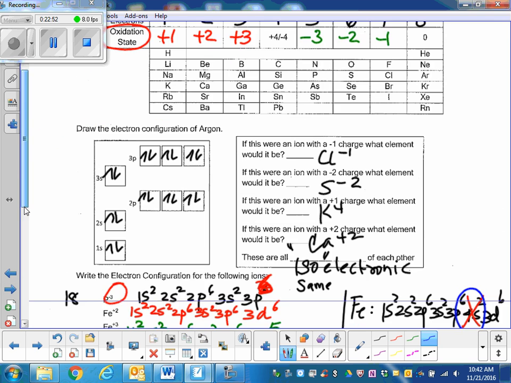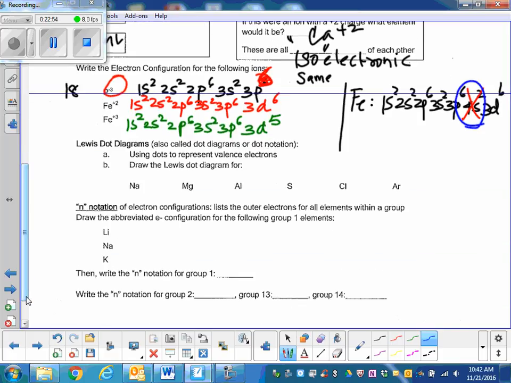All right? Moving on. This is the easiest thing to do. Draw dot diagrams. All right? Especially when you're learning elements. All you do is you find the number of valence electrons and you draw that many dots. So, sodium is in group 1. How many valence electrons? 1. Write the symbol and draw a dot on top of it.